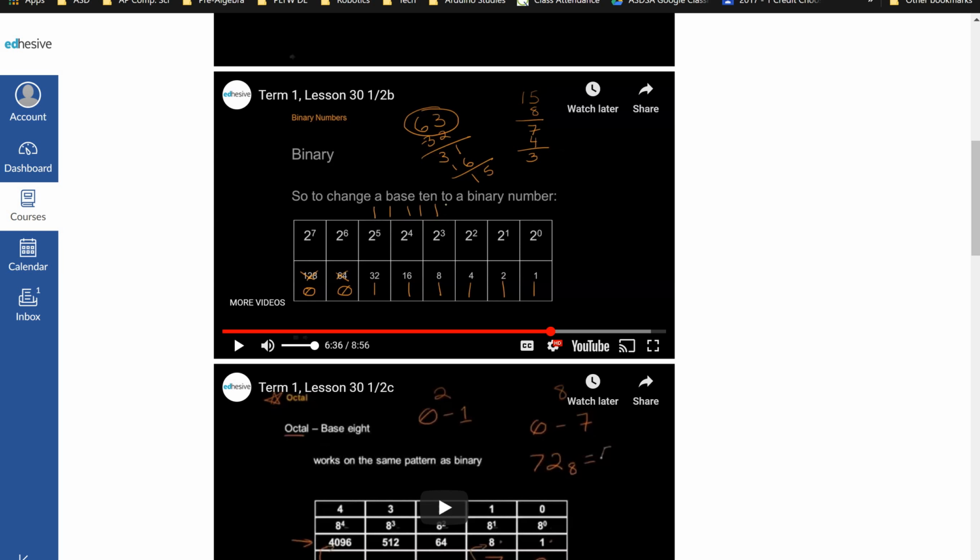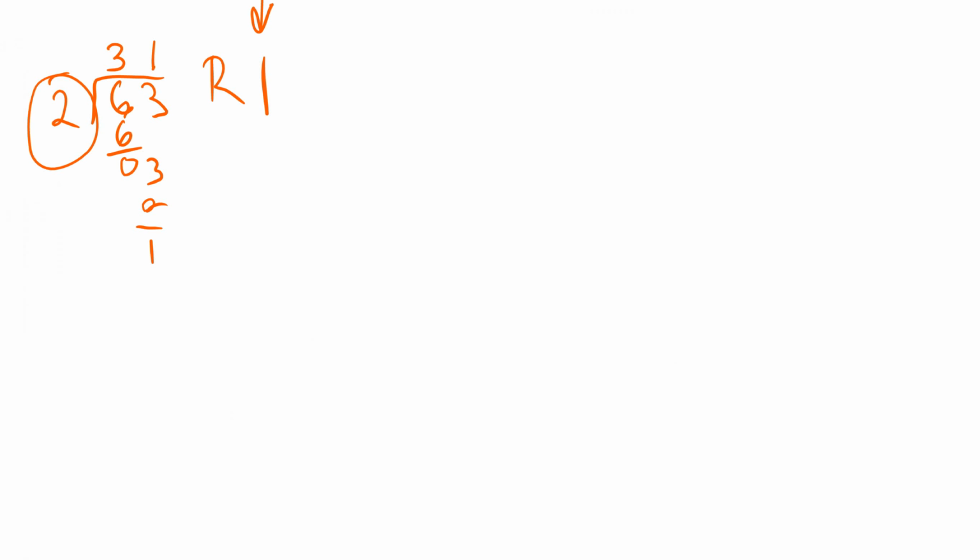Let's make this a little neater here. I'm going to erase some of this stuff and start over again. Then the next step is I want to keep track of these remainders, by the way, because we're going to start filling in the binary number right over here. The very first one goes in the very first place, so I'm going to go ahead and put a 1 there, and then I'm going to divide 31 by 2.